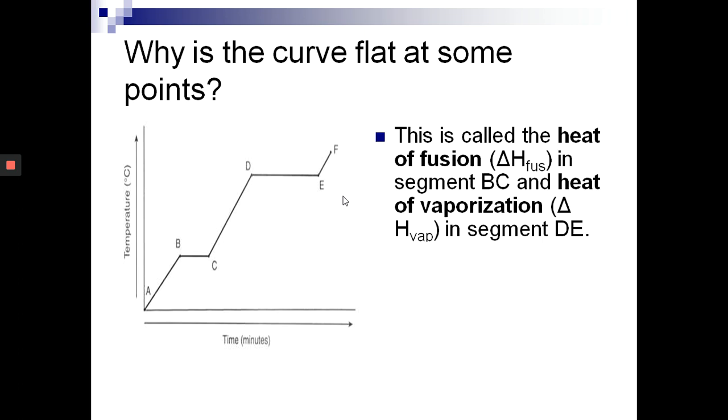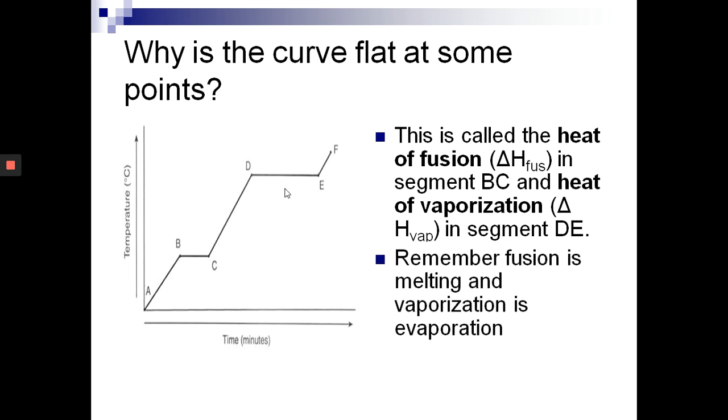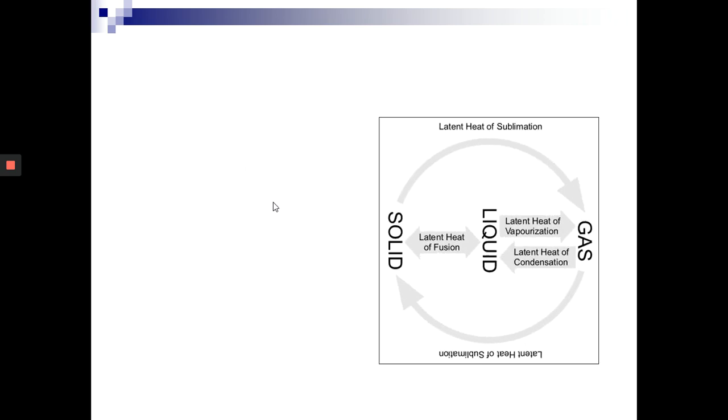And there's a special name for this. This is called a heat of fusion, okay, in segment BC. So the second section here, this is called a heat of fusion. Okay, this is the amount of heat energy that's required to melt or freeze. And then the fourth section here in the graph is segment DE. This is called heat of vaporization. This is the amount of heat energy required to evaporate your sample. Remember, fusion is melting and vaporization is evaporation.